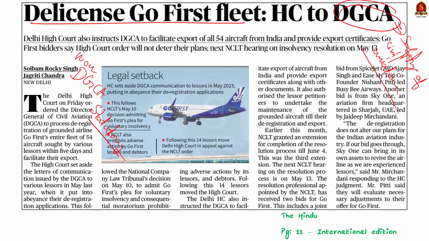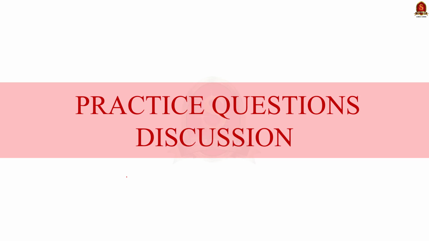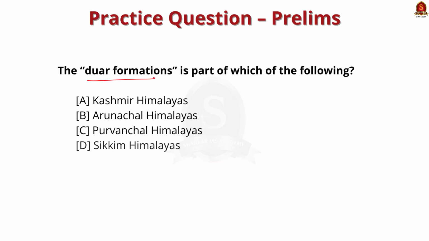With this, let's move on to our daily practice questions. Look at this question. The Dua Formation is a part of which of the following? Option A, Kashmir Himalayas. Option B, Arunachal Himalayas. Option C, Purvachal Himalayas. Option D, Sikkim Himalayas. And the correct answer is option D, Sikkim Himalayas.